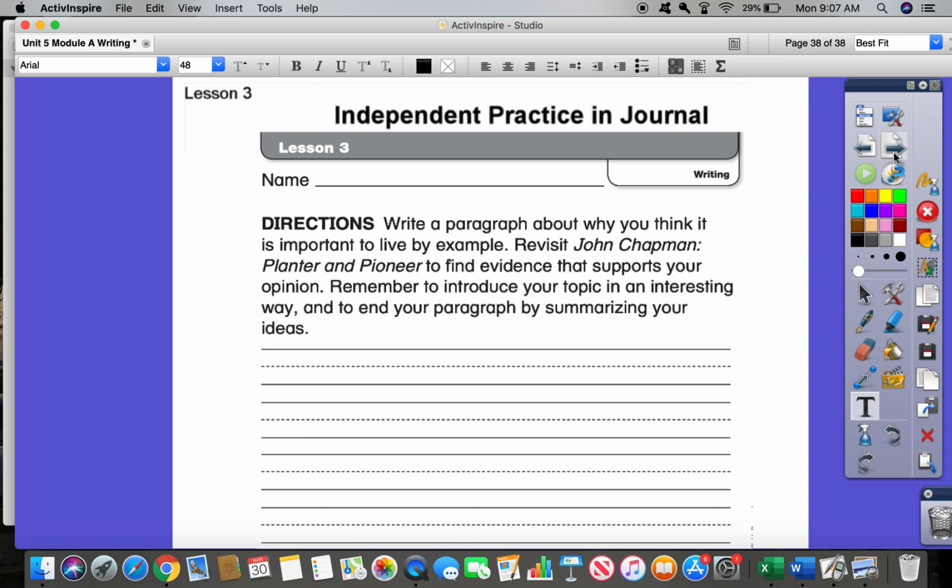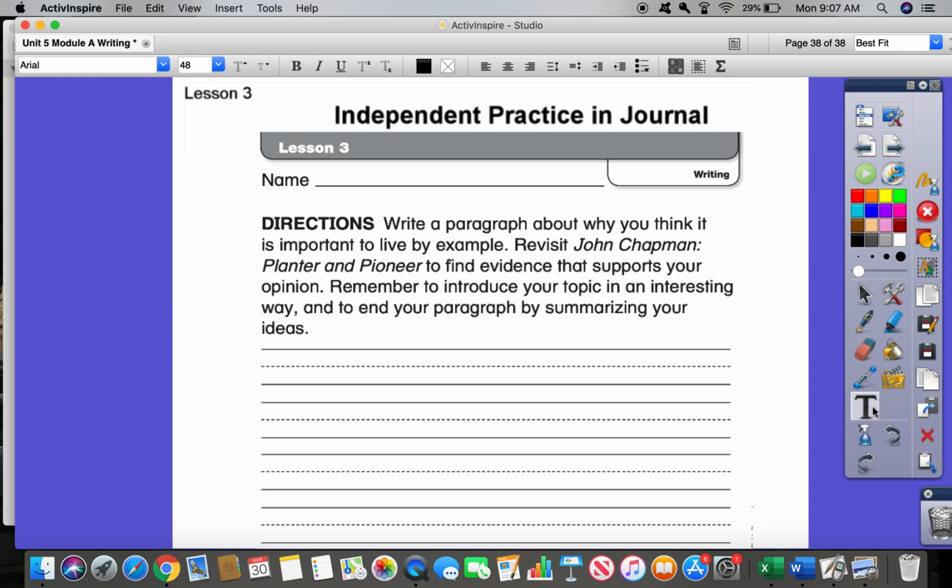So now in your writing journal on Google Docs, you're going to type in a paragraph about why you think it is important to live by example. Revisit, that means go back to the book, revisit John Chapman, Planter and Pioneer to find evidence that supports your opinion. Remember to introduce your topic in an interesting way and to end your paragraph by summarizing your ideas.